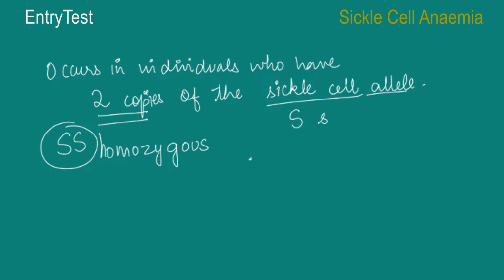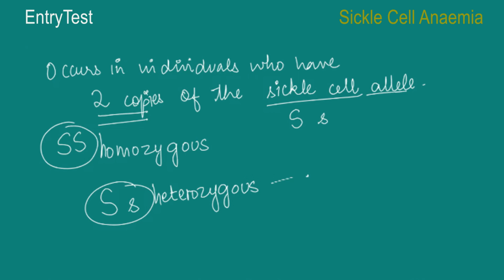Now heterozygous individuals, that means that have one sickle cell allele and the other one common, show an exceptional characteristic. They have increased resistance to malaria. So they have increased resistance to malaria because of the presence of a single sickle cell allele. And this is known as a heterozygous advantage.